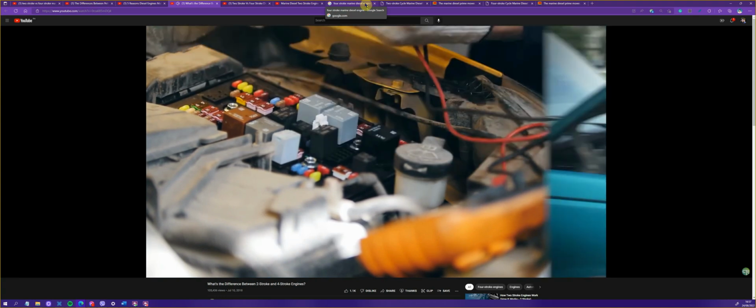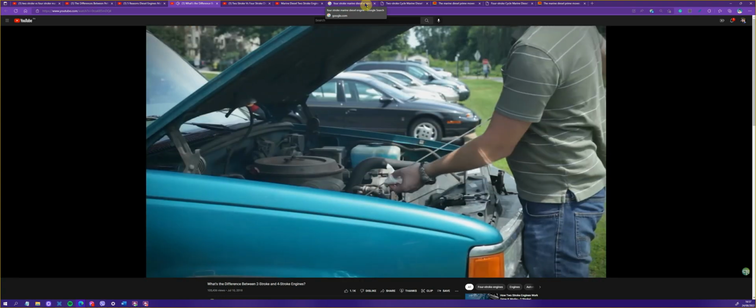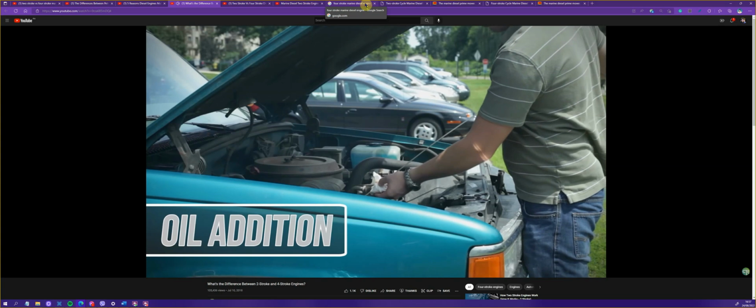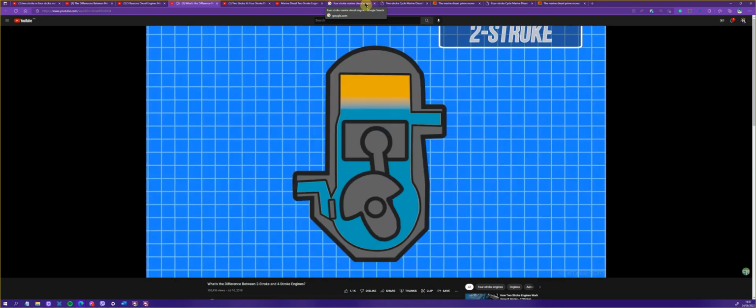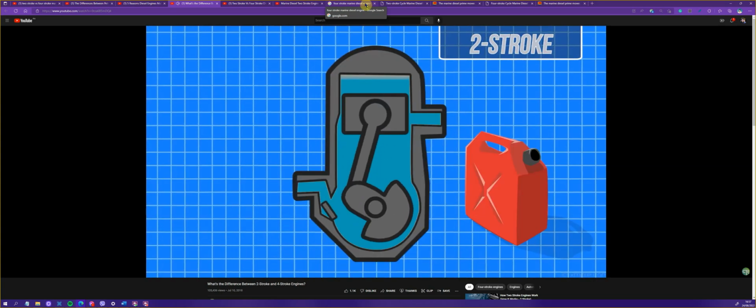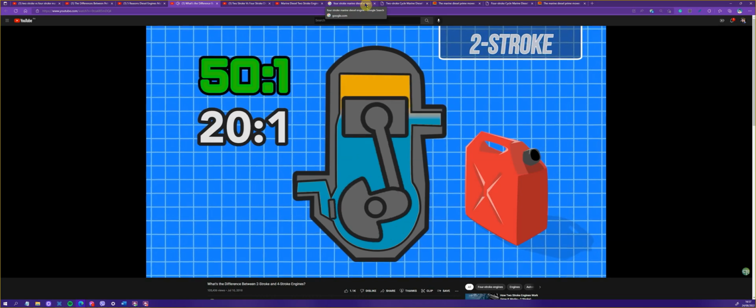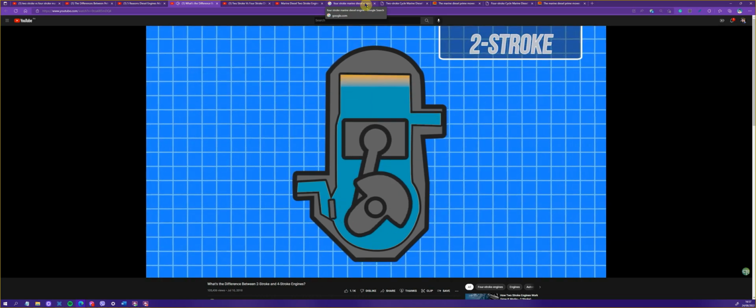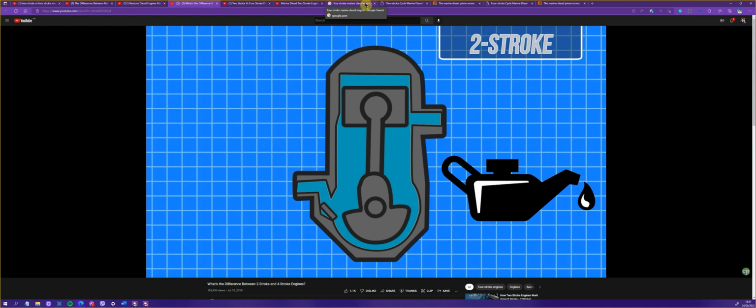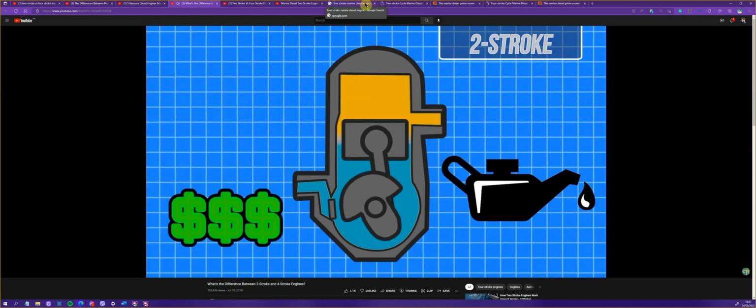The last main difference between these engine types is how oil is added to the engine. In a two-stroke engine, the oil is typically mixed with the fuel, usually somewhere in a 50-to-1 to 20-to-1 range. This makes oil application fairly reliable, but it also means increased fuel cost and fuel modification when you buy it.